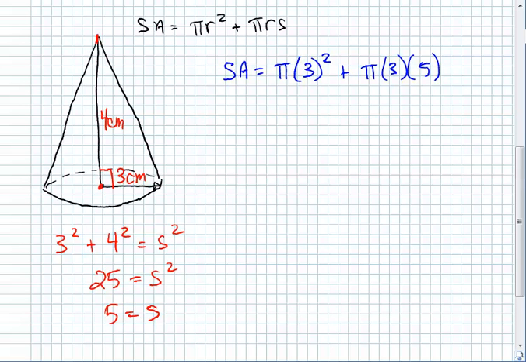We continue on with our problem, leaving pi as it is. So you get 9 pi plus 15 pi, and adding those two together, you get 24 pi centimeters squared. Again, you could work it out as a decimal, but my answer is better.